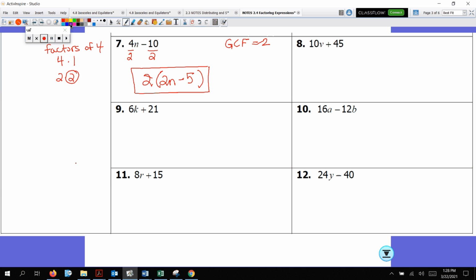All right, let's look at number 10. I'm sorry, at number 8. I have a 10 and I have 45. Okay, so you want to ask yourself, what is the greatest common factor with 10 and 45? Well, 10 does not go into 45, so let's write the factors of 10 over here.